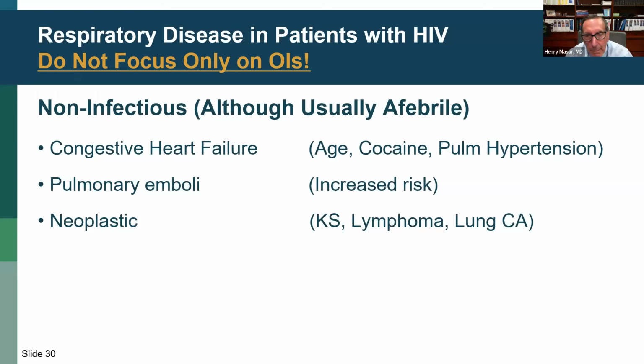They may have sepsis or something, and their pulmonary infiltrates are just failure. And again, you can get people who are hypoxemic due to pulmonary emboli. You can get people who have infiltrates, may even have fever because they have pulmonary KS or lymphoma or lung cancer. So again, just don't jump on infections in everybody.